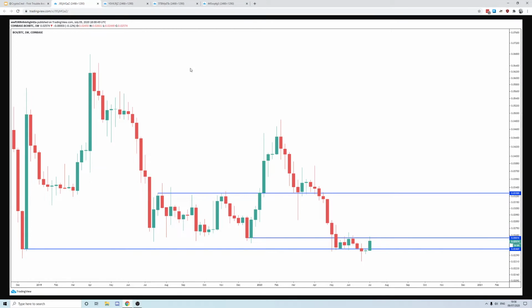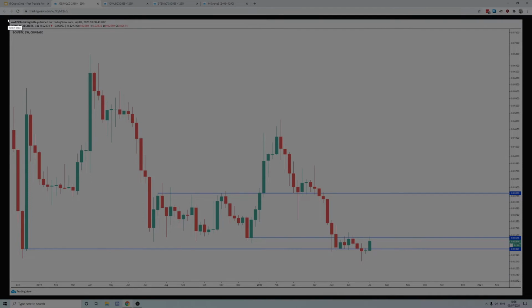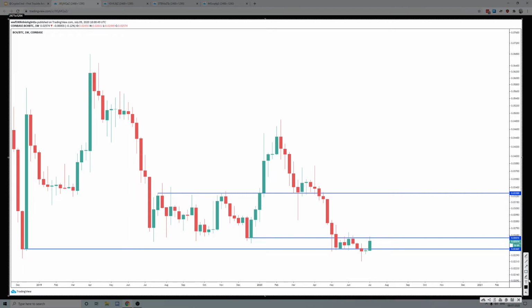And we've also got a chart example here actually on the Bitcoin Cash Bitcoin chart. And this is something we wrote about in our newsletter, which is free, and we'll talk about that in a bit.